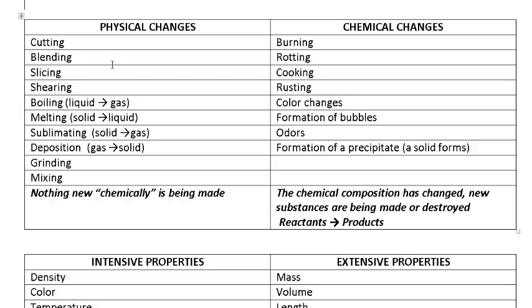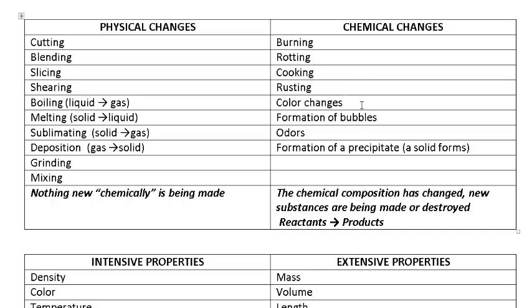When you're cutting, blending, slicing, shearing, boiling, melting, sublimating, or going from a gas to a solid, you're not changing anything in terms of the chemical. If you do all of these things to water, it's still H2O. Grinding, mixing, anything where nothing new is being made is just a physical transformation. Chemical transformations or chemical properties involve burning, rotting, cooking, rusting. You look at change in color.